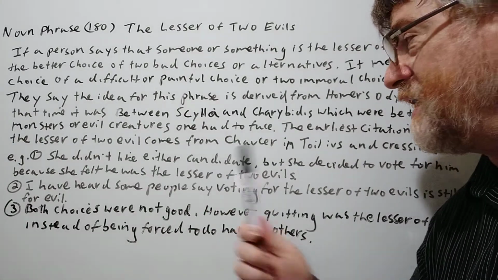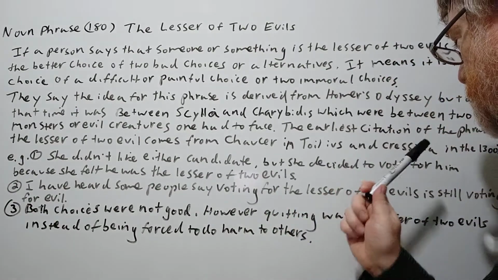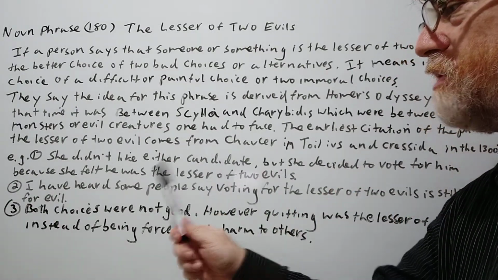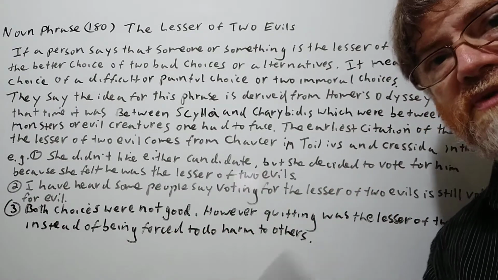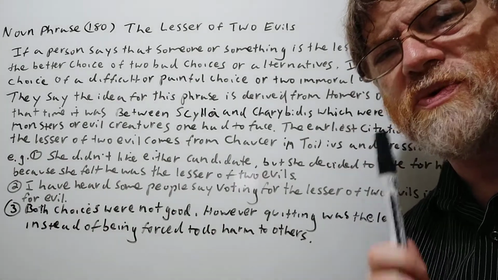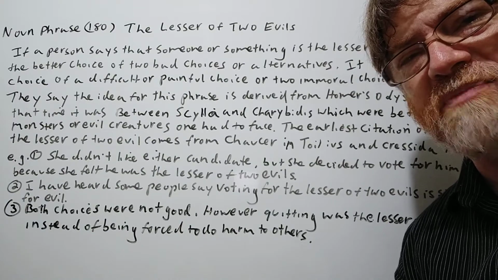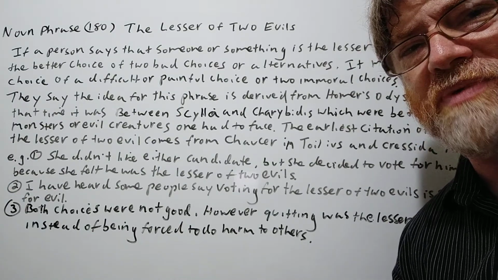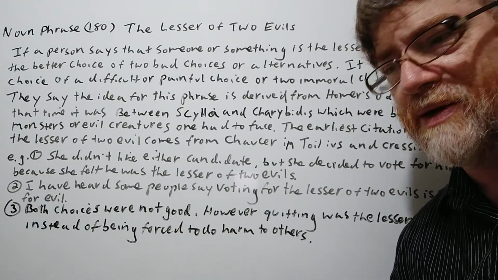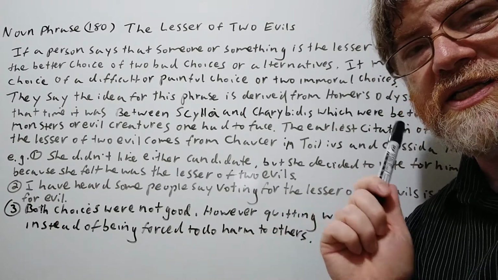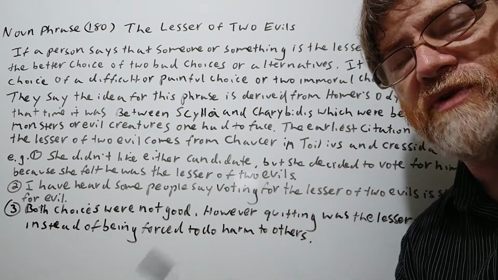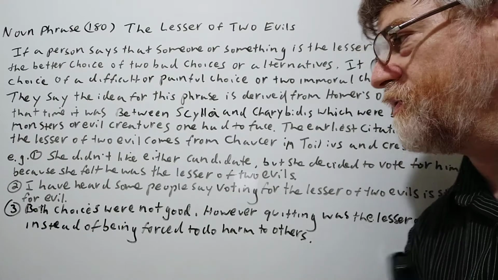She didn't like either candidate, but she decided to vote for him because she felt he was the lesser of two evils. We definitely hear this with voting, because sometimes people don't like both choices. They're both bad, but maybe I've got to choose one. So I think this one's a little less bad, so you'll choose the lesser of two evils. That's the way it's usually referred to.